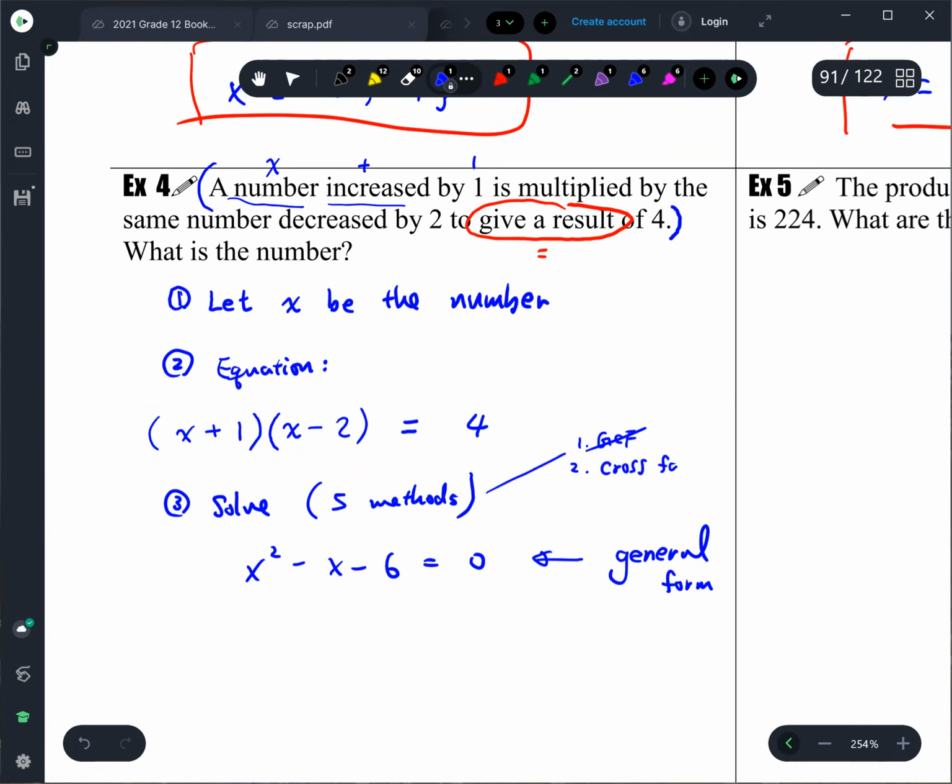Okay, cross factor. Remember how that works? It's like you make two columns and then you put x on that side and x on the other. Can you try see if it works? Do it on your sheet and try see if it works.